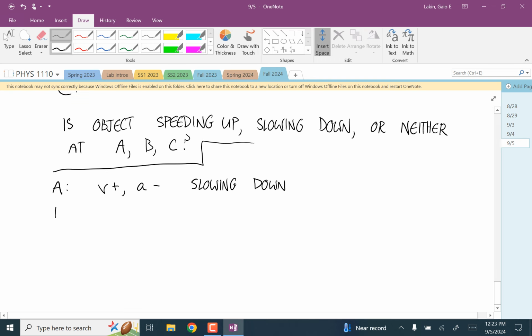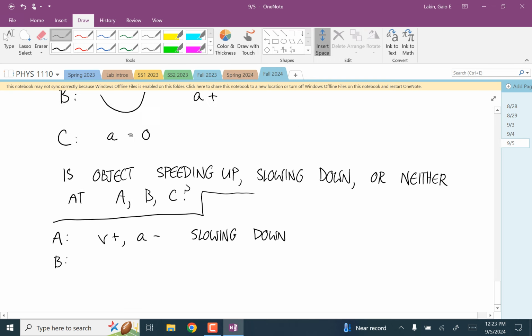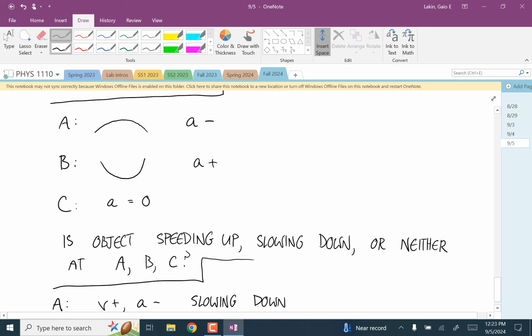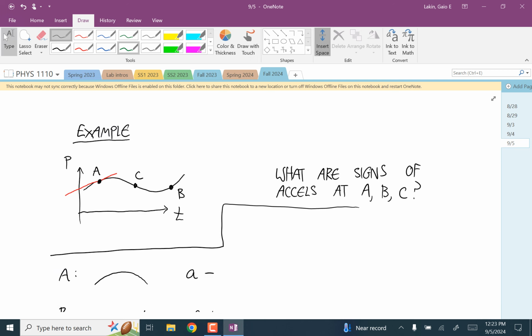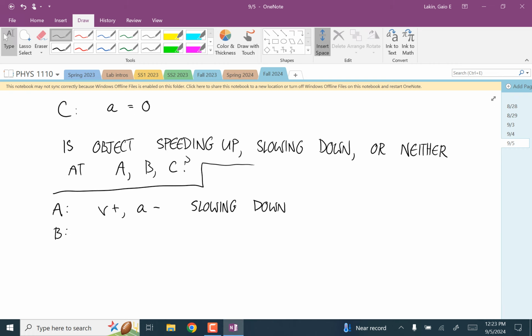Okay, what about at B? So we know that at B, the acceleration is positive. Let's draw a tangent line, and it would look something like this. So is the slope there positive or negative? Positive. So we have here a positive velocity and a positive acceleration. So is this speeding up or slowing down? Speeding up, yep.